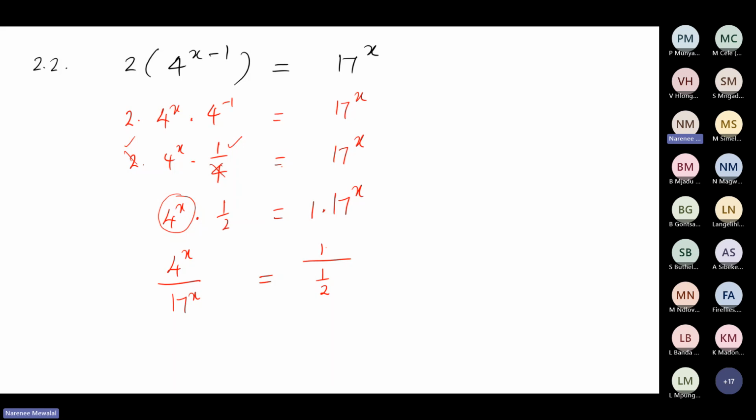So in this case now, simplifying this, 4 to the power x divided by 17 to the power x is 4 over 17 all to the power x. This has to do with your exponent laws that said a to the m divided by b to the m can be written as a over b all to the power m, all right, is equal to, and 1 divided by half is 2.